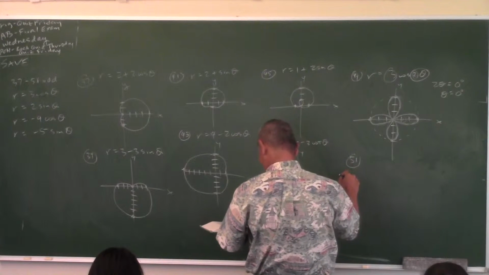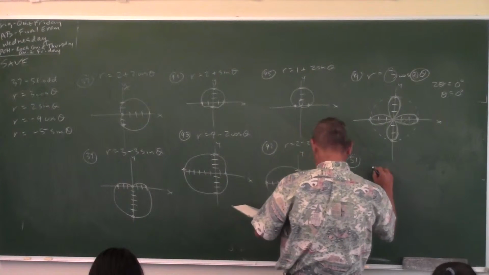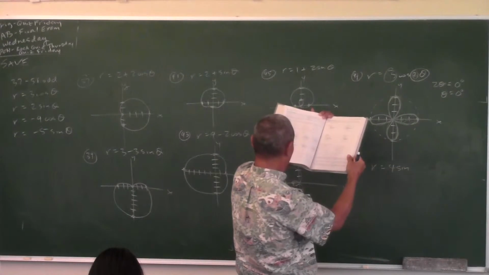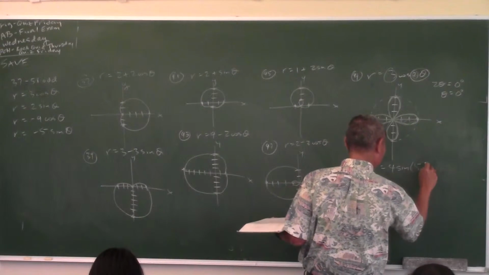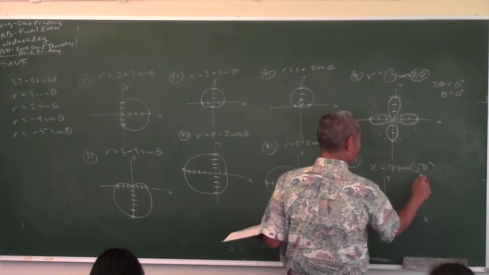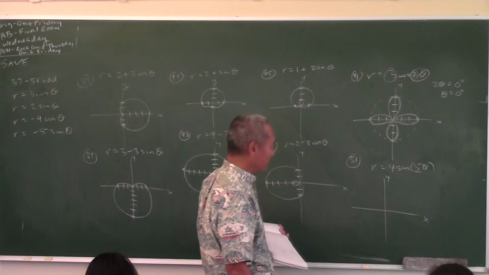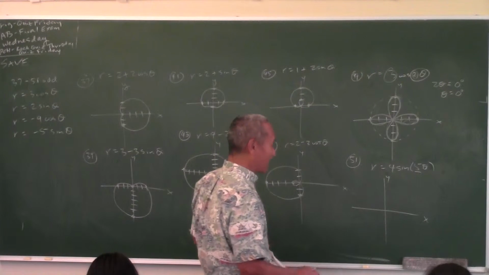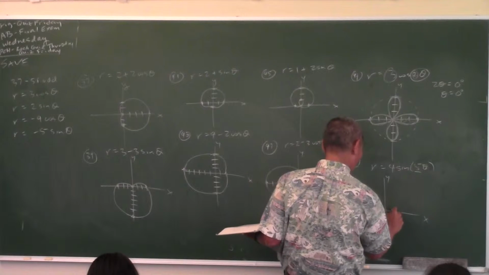Sounds interesting, Mr. Park. Number 51: r equals 4 sine 5 theta. Okay, how many petals? Look, that number tells you how many petals. How many? 5. If it's odd, that's how many you have. Each petal will be 4 units long.